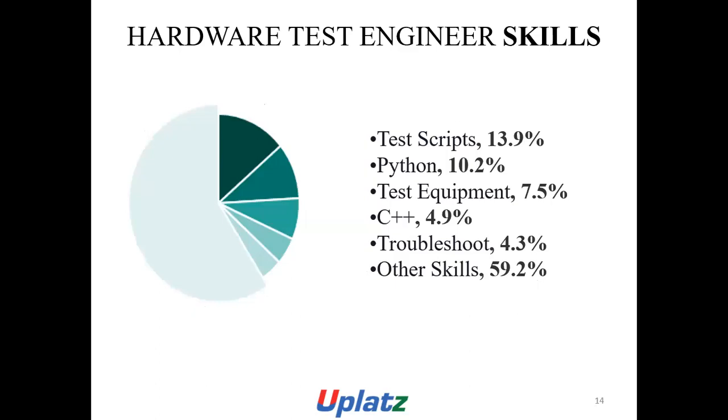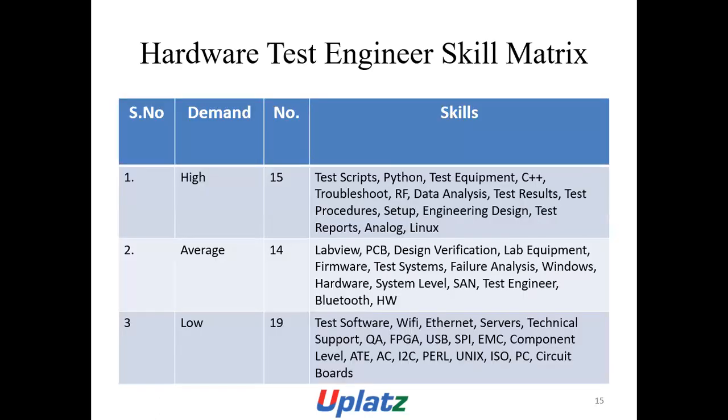Hardware test engineering skills include test scripts 13.9%, Python 10.2%, test equipment 7.5%, C++ 9.9%, troubleshoot 4.3%, other skills 59.2%. Hardware test engineer skills include high demand skills of 15: test scripts, Python, test equipment, C++, troubleshoot, RF, data analysis, test result, test procedure setup, engineering design, test reports, analog, and Linux.